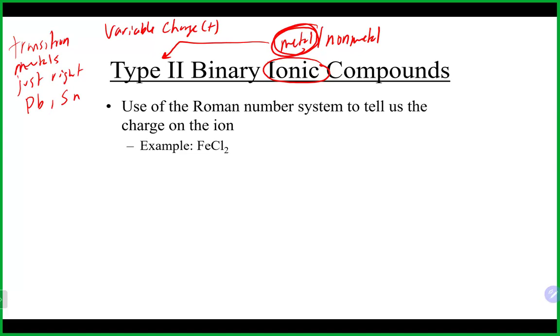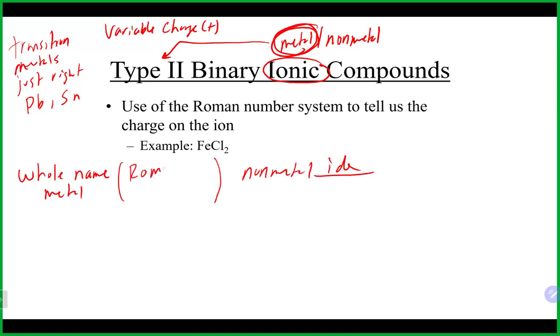So what is the difference between type 1 and type 2? There is not a giant difference in terms of how you name it. You still use the whole name of the metal, just like you do in type 1. You still give the non-metal the IDE treatment, just like you do in type 1. The main difference here is you do have to insert in between those two a Roman numeral.